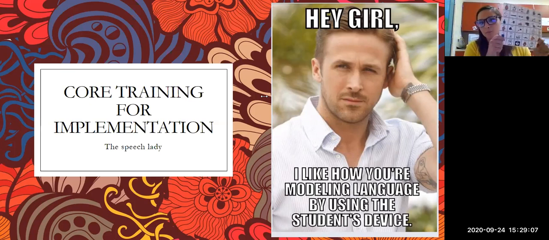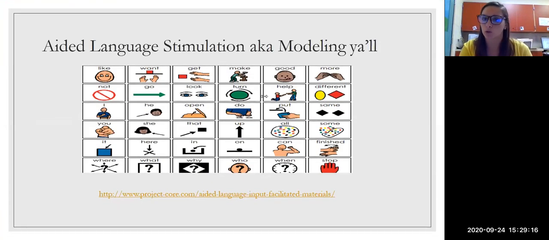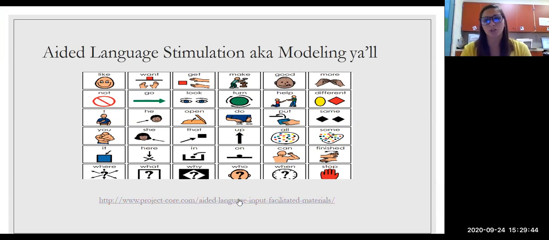This is specifically one of the things we're going to talk about today: training and implementation of the device or the board. So here is the core board I was just talking about. You might hear modeling called aided language stimulation, or as I will typically call it, modeling. That's all it is. It's modeling, y'all. We're going to watch a short video here. These are all free on the Project Core website. This one is specifically about aided language stimulation or modeling. We're just going to watch some of it.